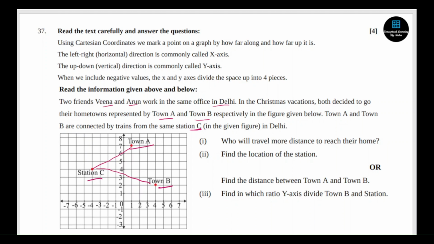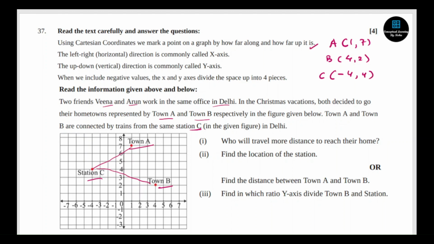Remember the distance formula? What do we have to write first? We have to write the coordinates of town A and town C. So let me write this first. Town A. If you see here, A is 1, 7. These are the coordinates for A. Then town B coordinates are 4, 2, correct? And for C it is minus 4, 4.